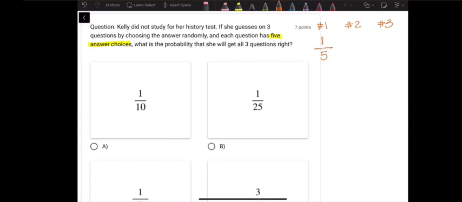So the probability of getting number 1 correct is going to be 1 over 5. Now, thankfully, all the other questions have the same number of possible answers, so the probability of getting number 2 right is once again going to be 1 correct answer out of 5 answer choices, and the probability to get number 3 right is going to be 1 correct answer out of 5 possible choices. So we have the probability of each individual event, each individual question.